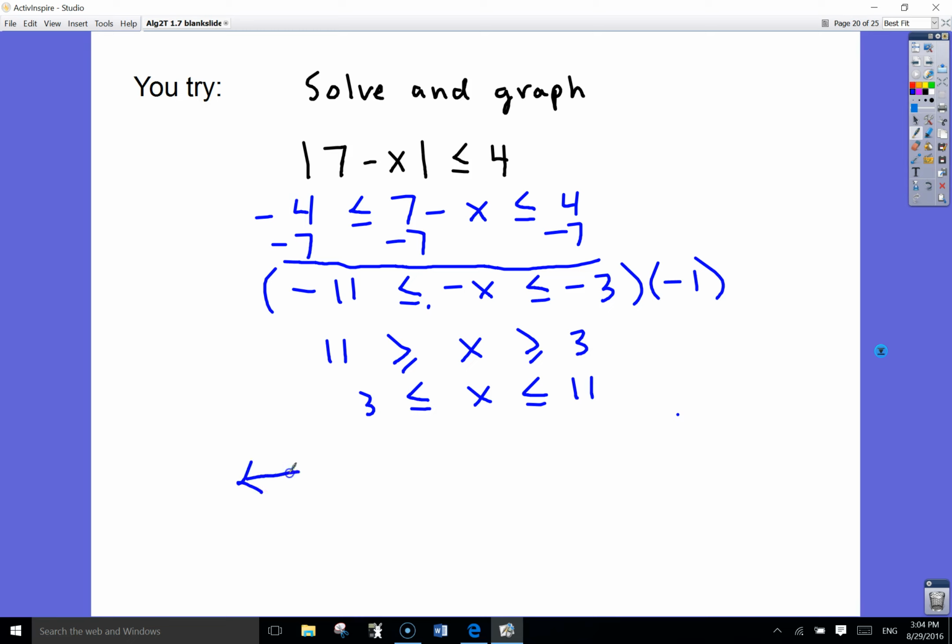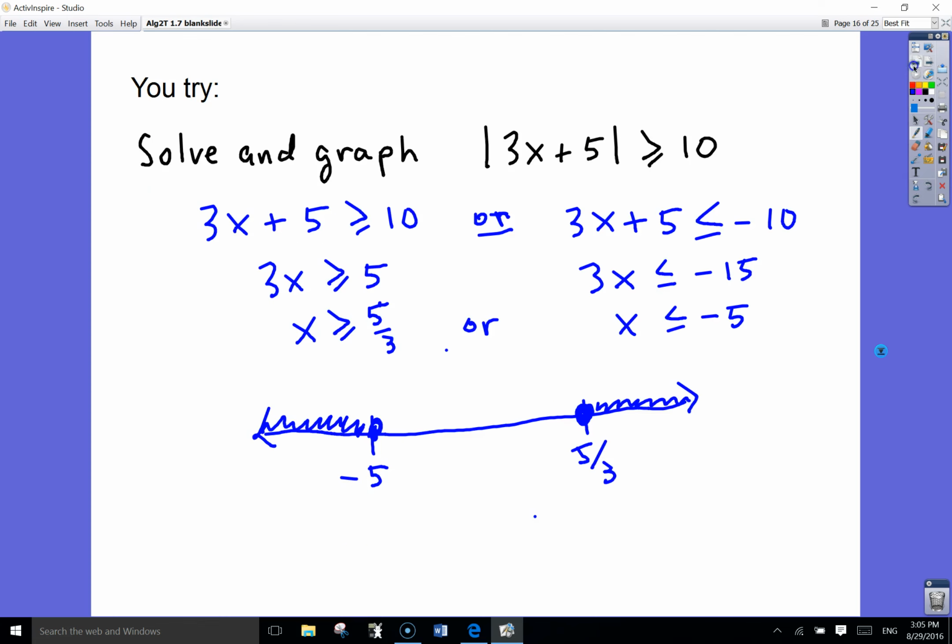Okay, here's my graph. Sorry, this is getting long. And they were both or equal to, so I have closed circles, and now I'm going to shade in the middle. So absolute value less thans always look like that. Right? The ends of the number line are not included, and the middle of the number line is. If you remember when we did the greater thans, it was exactly the opposite. Right? The middle of the number line was not included, and the ends of the number line were.